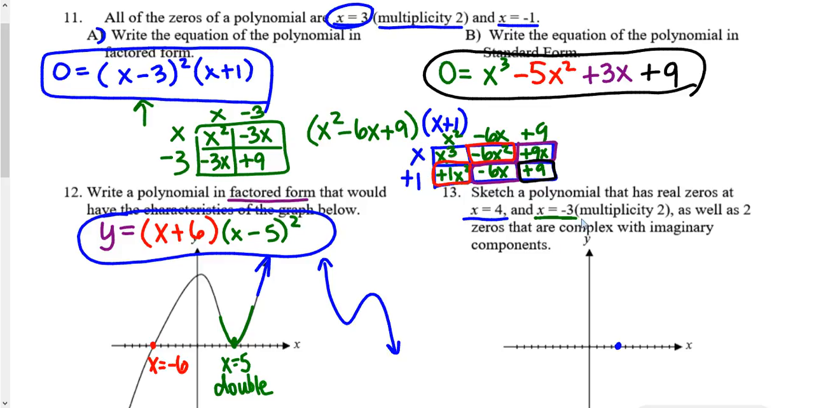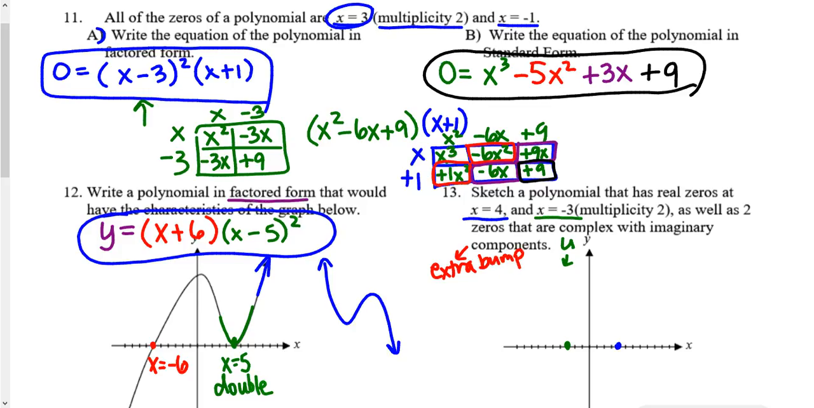And at x equals negative 3. Now that one has a multiplicity of 2, so this one has to make a U shape where it touches right there, as well as 2 zeros that are complex with imaginary components. So that means I need to have some sort of extra bump. I have to have 2 branches that don't touch my x-axis.